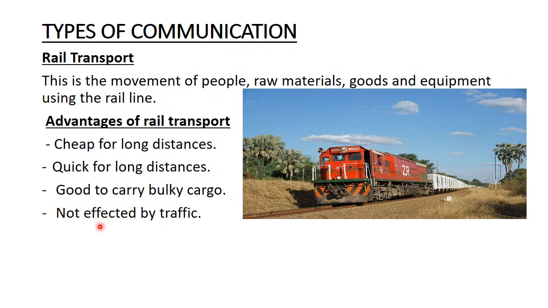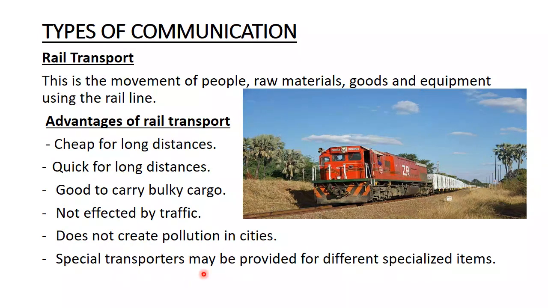This one is not affected by traffic, because once it starts moving, it will keep on moving. There is no other traffic on its path. It does not create pollution in cities. In the old days, trains used to create pollution, but the new trains are better as compared to vehicles. This is not an advantage for business per se, but for the environment.